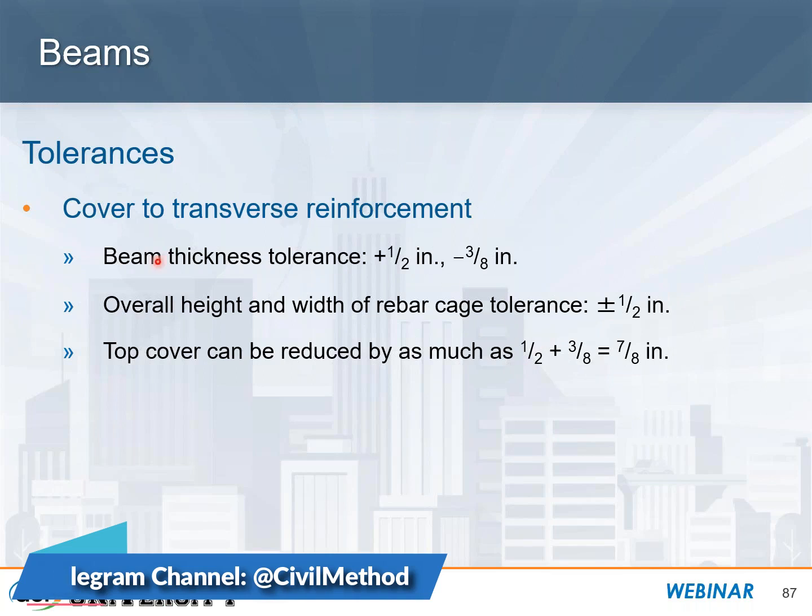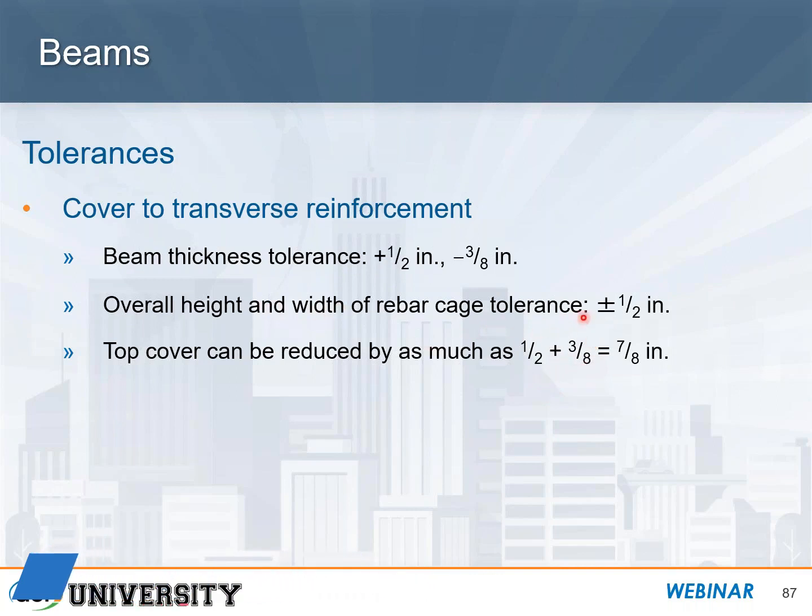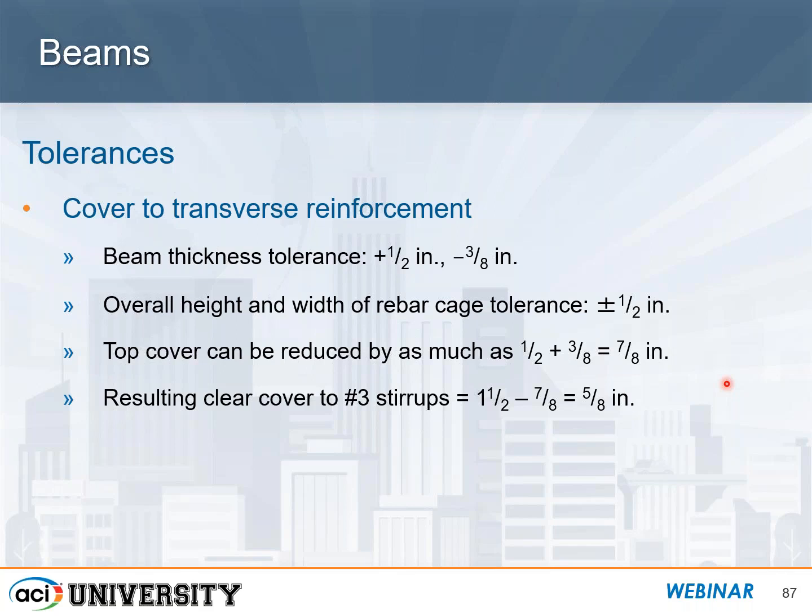So if you consider that the beam thickness is a ½ inch larger than specified, and the overall height of the cage is a ½ inch greater, and the beam thickness is 3/8 inch less, you can have a top cover that's reduced by as much as 7/8 of an inch. Now, ACI 117 gives some tolerance requirements, what's acceptable for the cover. So the resulting cover from that 7/8 inch is you've specified 1.5 inches, take 7/8 off, you're left with 5/8 of an inch with respect to the cover to those number 3 stirrups.